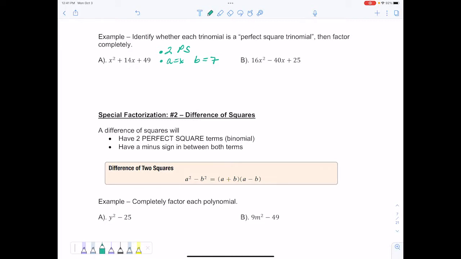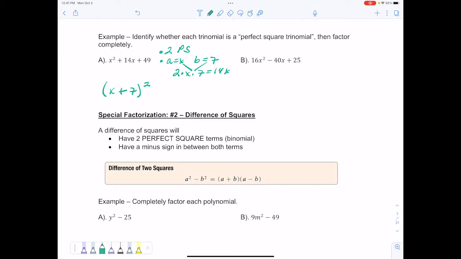I'll call them PS. And then you need to check the middle term. So the middle term is twice the product of the two square roots of your a squared and b squared terms. So 2 times x times 7 gives me 14x. And that's what I have for my middle term. So you know that you can factor this as a perfect square trinomial. So since it's x squared plus 14x plus 49, I'm just going to have a plus b squared. Okay, my a is x and my b is 7. And then you're going to square it. So it's x plus 7 squared, which remember just means x plus 7 times x plus 7.